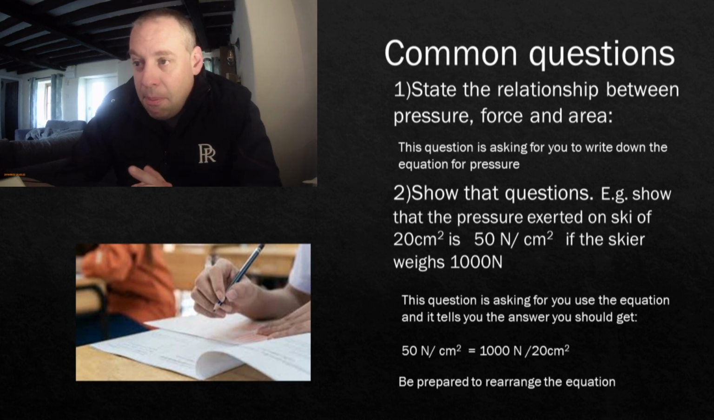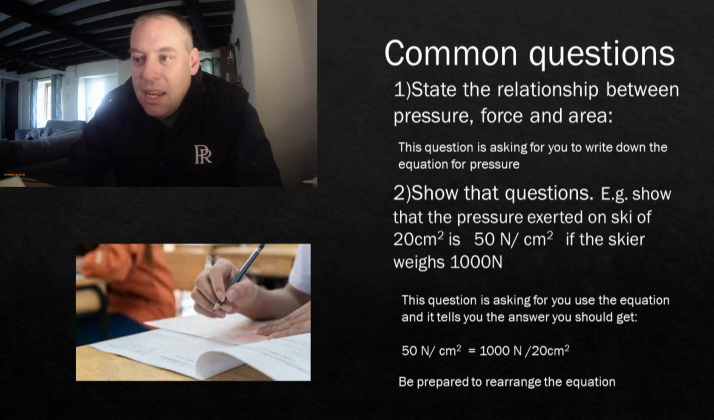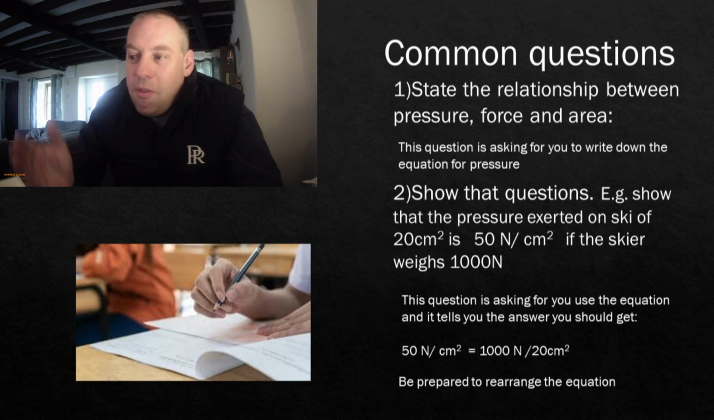So the example I've put here is show that the pressure exerted on a ski of 20 centimetres squared is 50 newtons per centimetre squared if the skier weighs 1,000 newtons. So what they're asking you to do is to put the numbers in the equation, and they should balance out and equal out. So if I put here the pressure in the question was 50 newtons per centimetre squared, and that equals, we said force, which was 1,000 newtons, divided by 20 centimetres squared, which was the area.